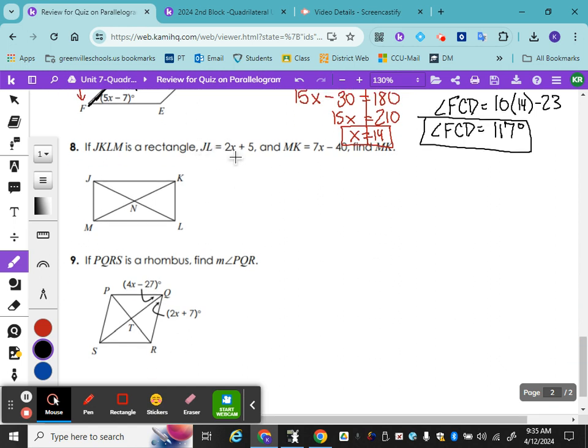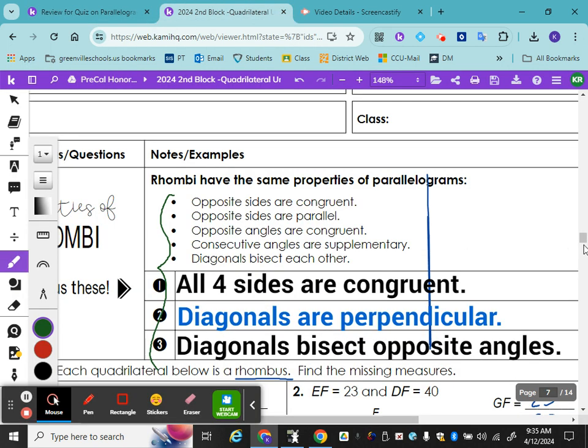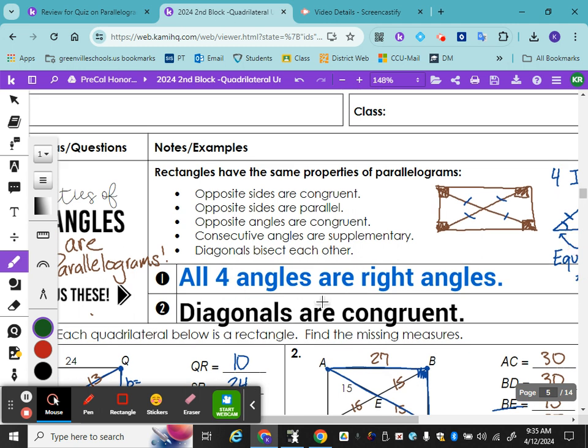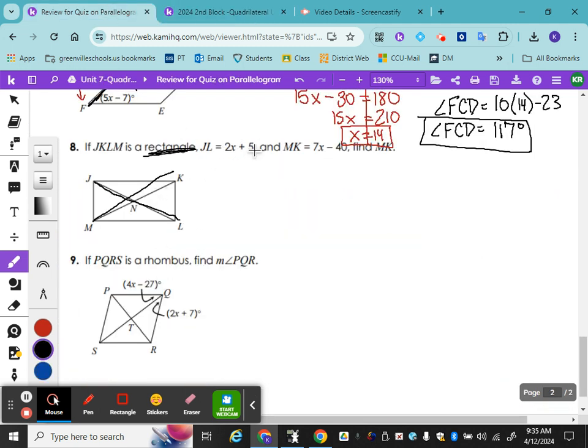JL is 2x plus 5. MK is 7x minus 40. JL is the whole diagonal. MK is the whole diagonal. And we're in a rectangle. So in a rectangle, diagonals are congruent. So they set them equal. So 7x minus 40 equals 2x plus 5.